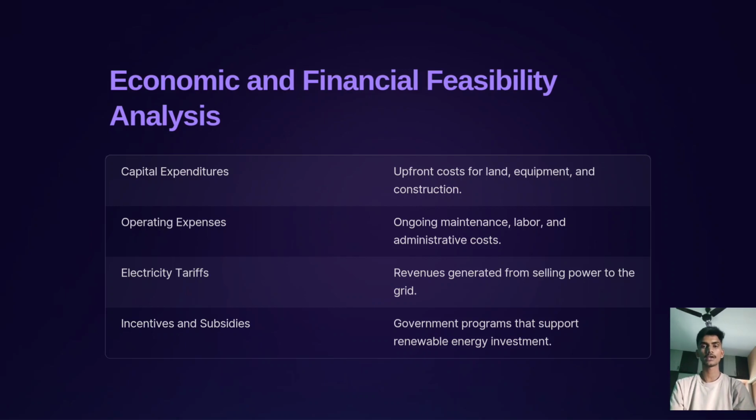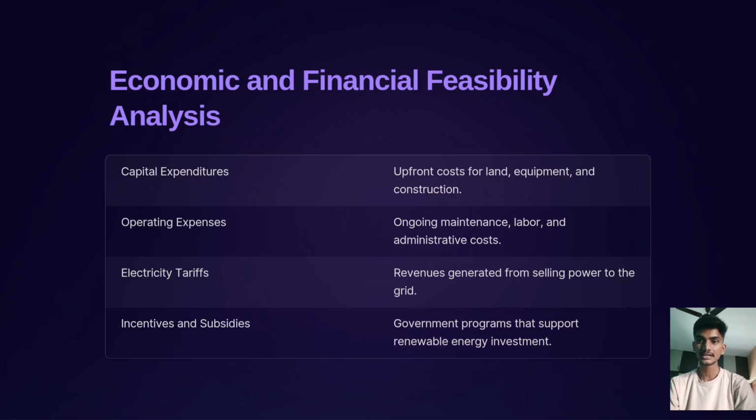There are four types of economic and financial feasibility analysis, that is capital expenditure, second is operating expenses, third one is electricity tariffs, fourth one is incentives and subsidies. In capital expenditure, upfront costs for land, equipment and also construction. In operating expenses, there are ongoing maintenance, labor and administrative costs.